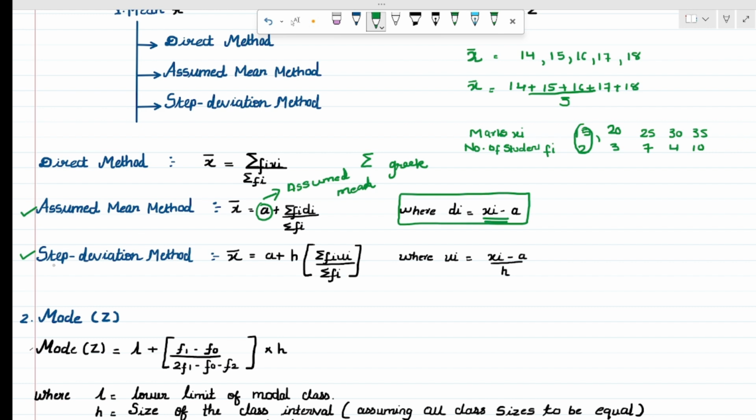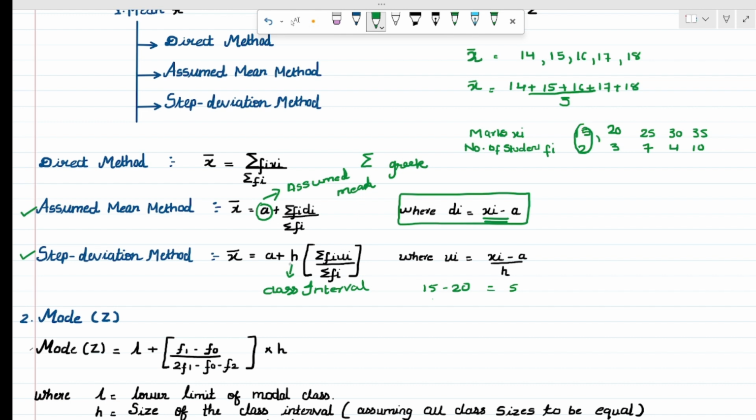And the next method is the step deviation method, where xi is equal to a, the assumed mean, plus h. Now this h means class length or class interval. Suppose we are given the class between 15 to 20. The difference between 15 and 20 is 5, so your h will become 5.